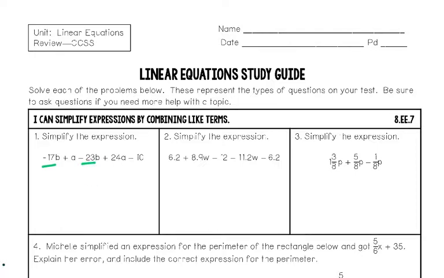For our A's, I'm going to underline those with blue. So I've got a positive A and then 24A. And then the last thing I have is just the number negative 10. So I'm going to underline that with yellow. It doesn't matter what you start with. I'll go ahead and start with A.